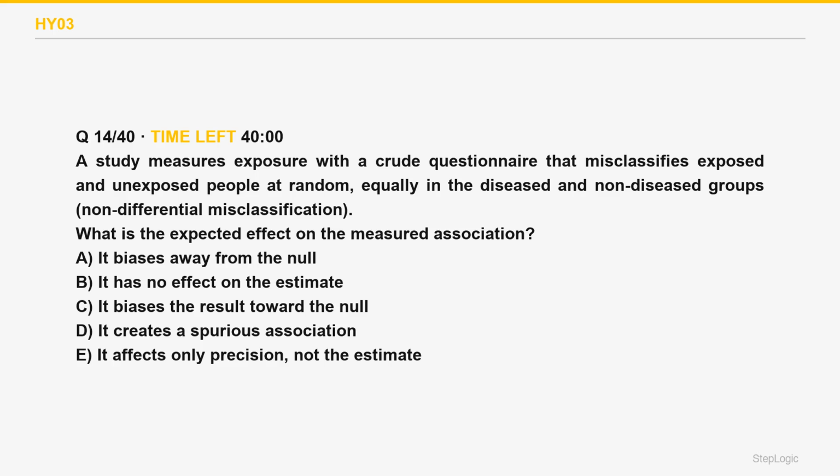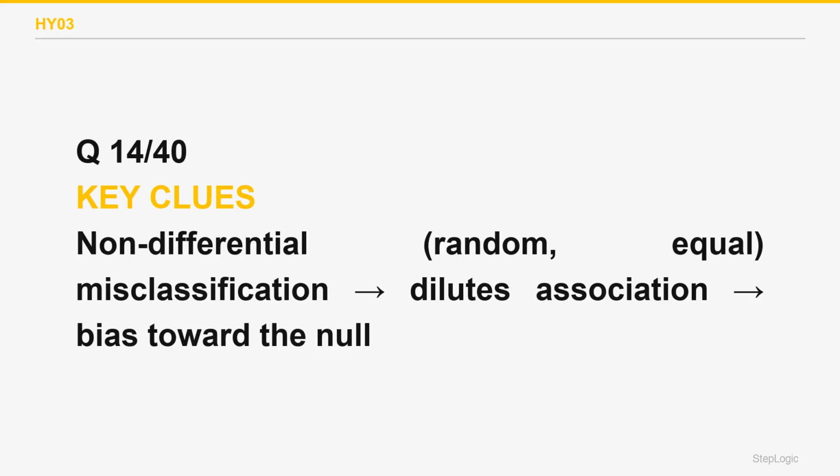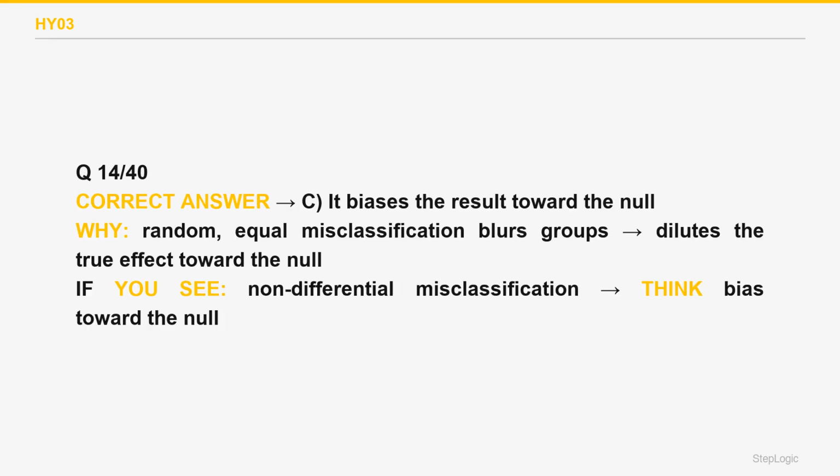Random noise in exposure blurs any real difference. Non-differential misclassification is random error that affects both groups equally. Mixing some truly exposed people into the unexposed group and vice versa blurs the contrast between them, diluting any true association and pulling the estimate toward the null, toward 1 for a ratio. Random measurement error tends to hide real effects, not invent them. The correct answer is C.